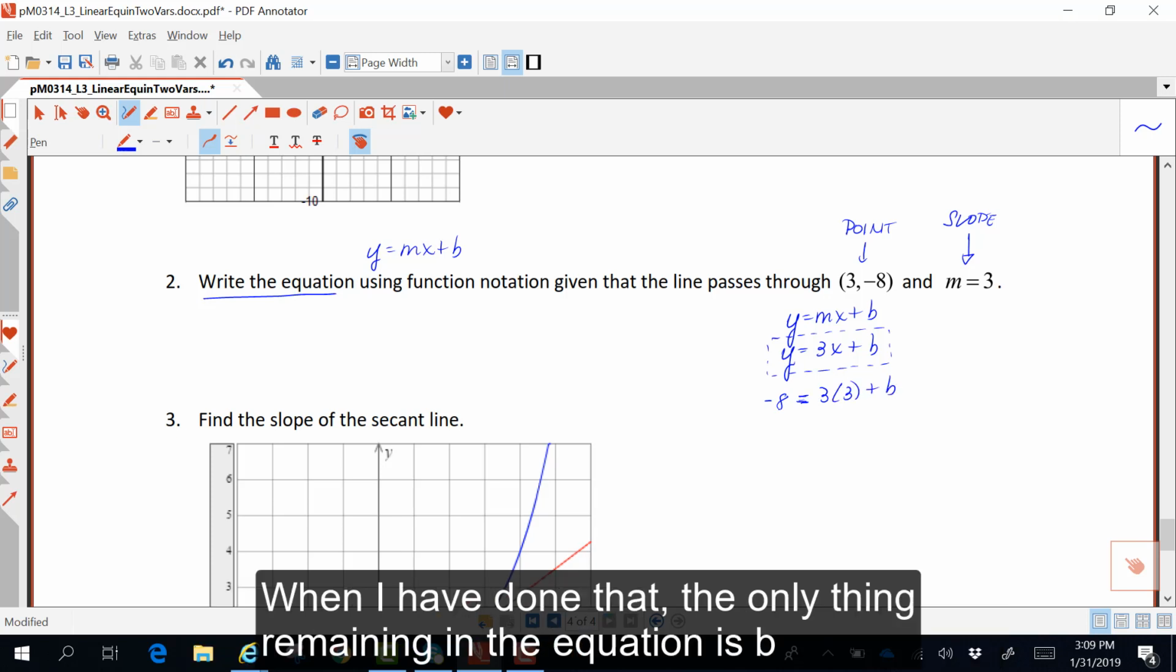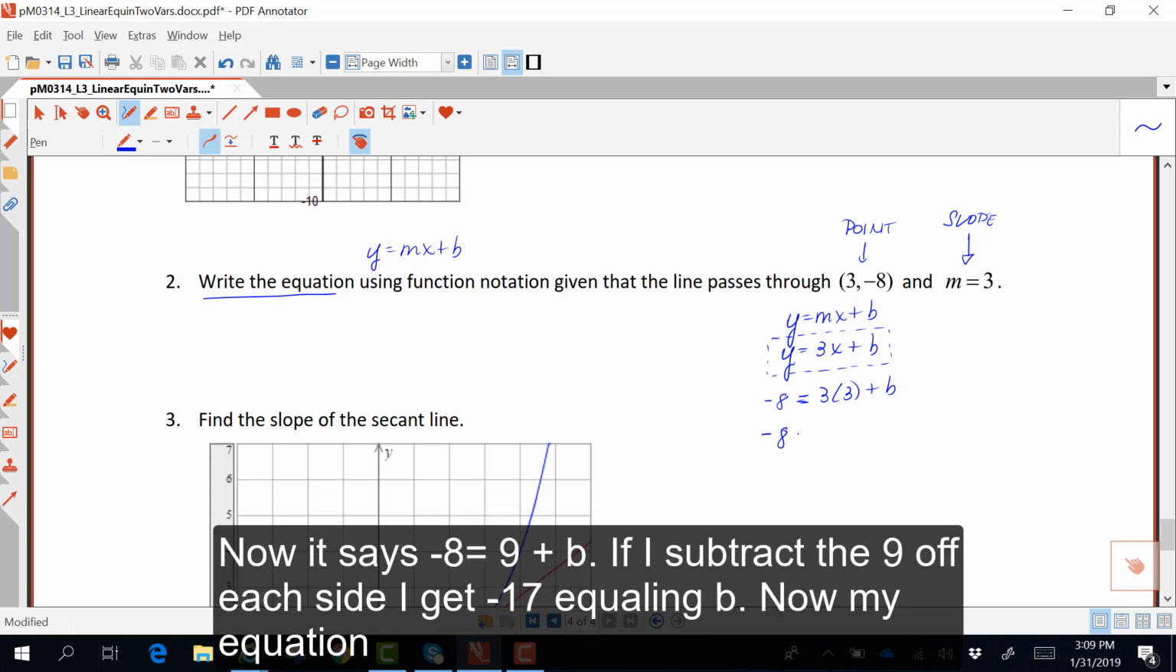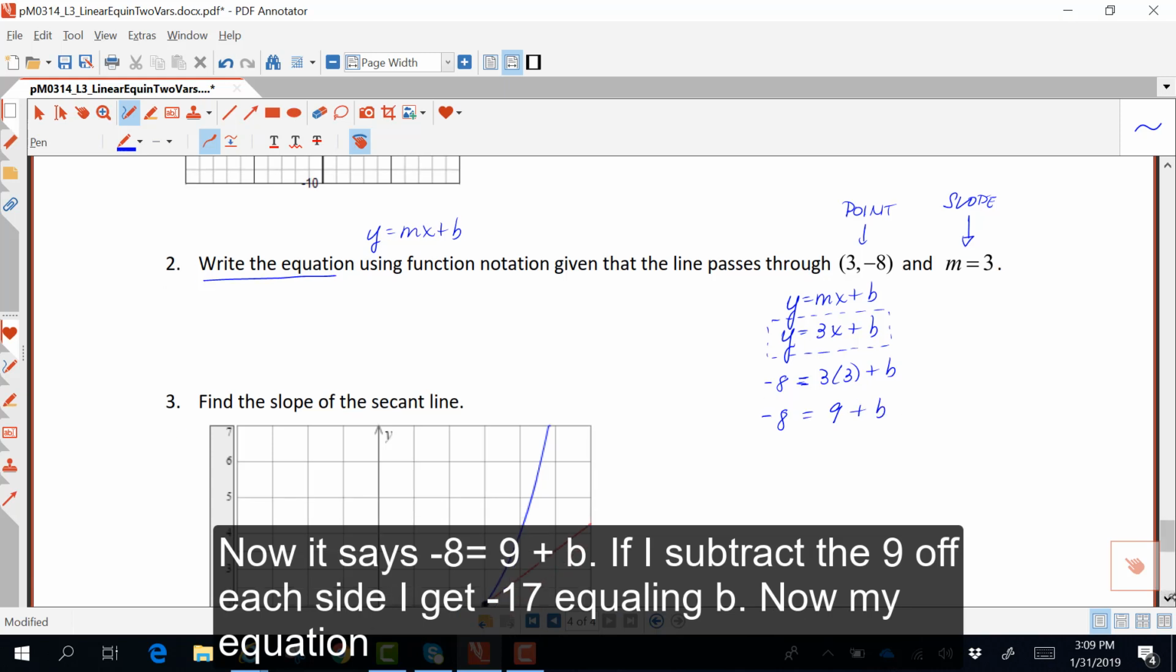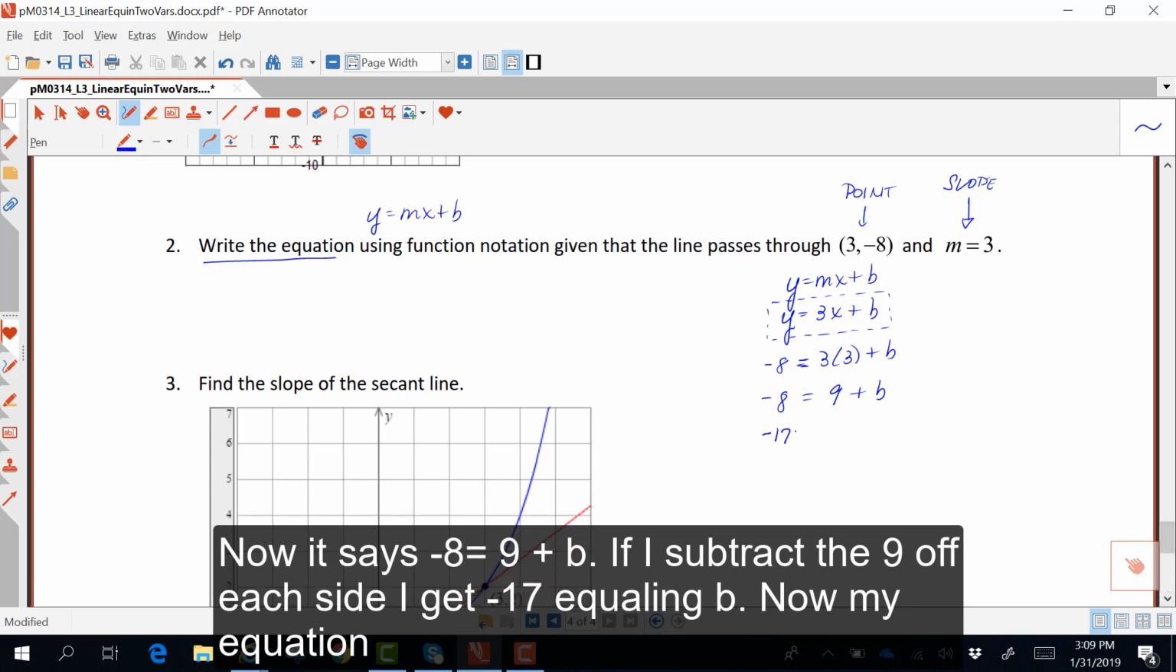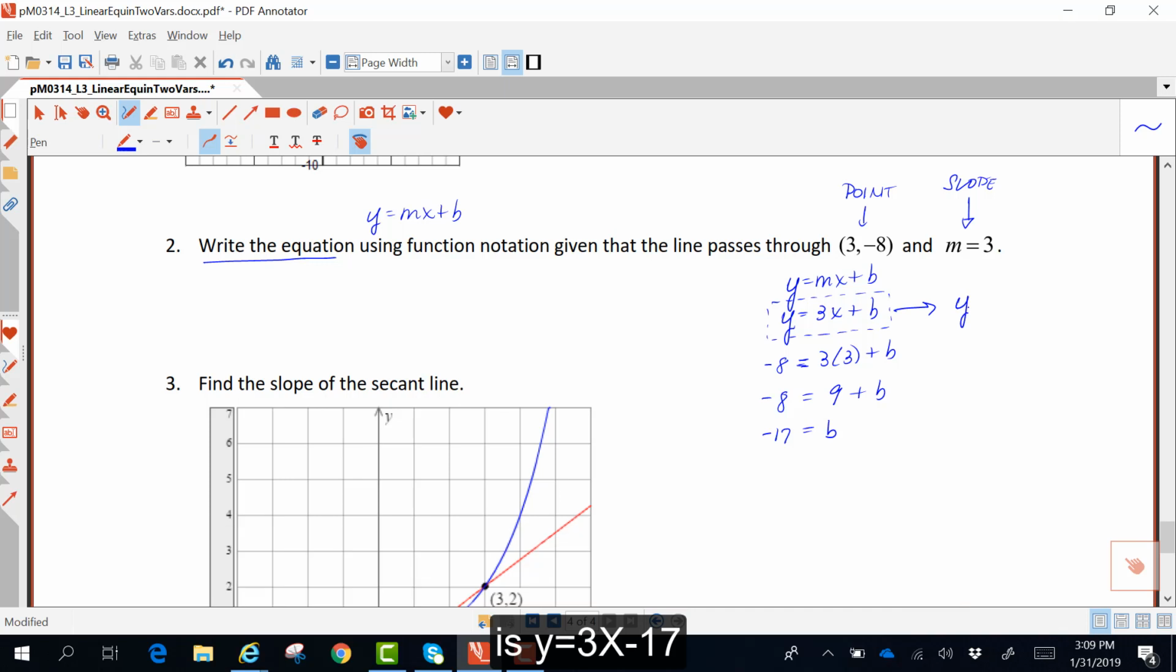When I've done that, the only thing remaining in the equation is b. Now it says negative 8 equals 9 plus b, and if I subtract that 9 off of each side, I get a negative 17 equaling b. So now my equation is y equaling 3x minus 17.